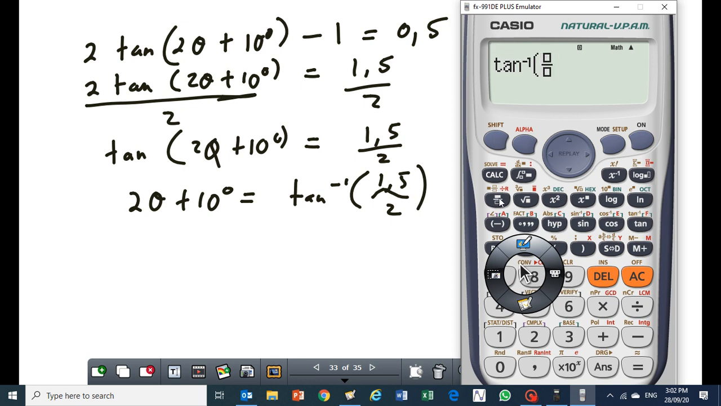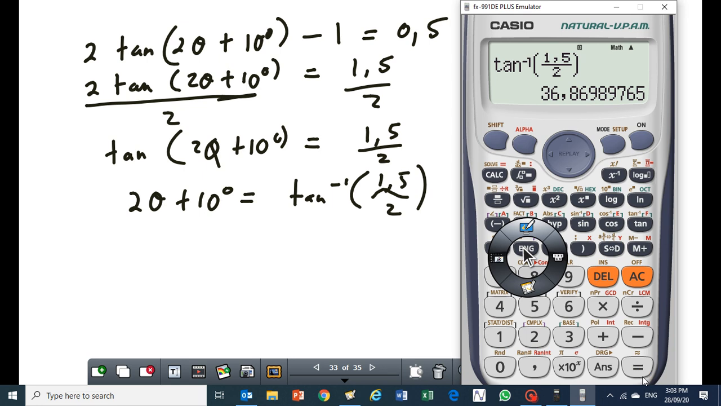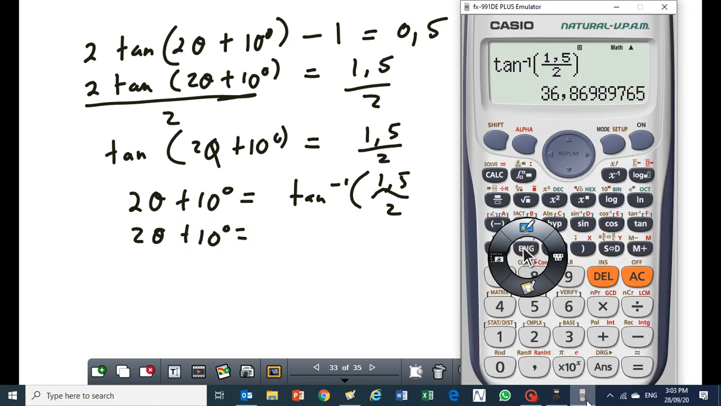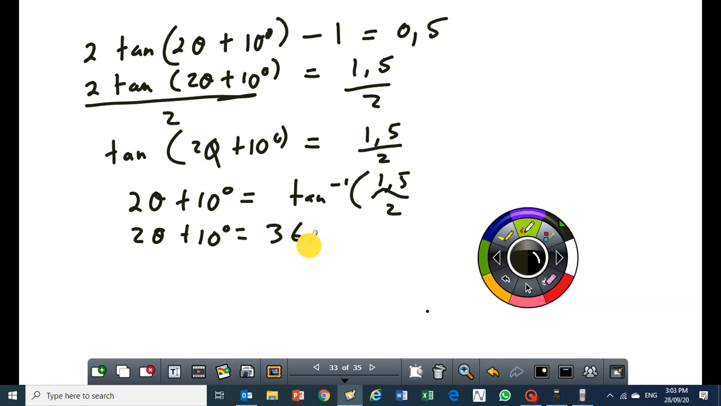Okay, I hope you are learning how to work with the fraction option without rounding off quickly. So we put the fraction option 1.5 divided by 2. Okay, and then you get 36.86. Now for now, I'm going to write this 36.86 with dots. So that will be 2 theta. So this will be 2 theta plus 10 degrees is equal to 36.86, with all my dots there.